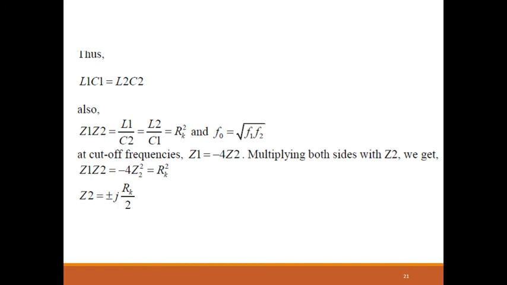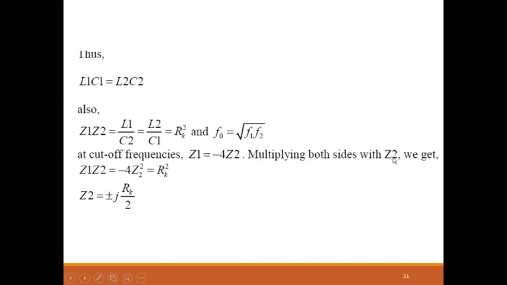So based on this relationship, L1 C1 should be equal to L2 C2. Then Z1 and Z2: L1 divided by C2 should be equal to L2 divided by C1, which should be equal to Rk square. And the output frequency, that is f0, should be equal to the square root of f1 into f2. And for the cutoff frequencies, Z1 should be equal to minus 4 into Z2.